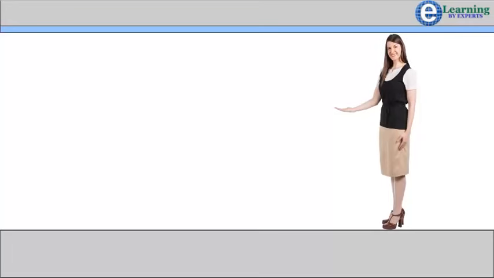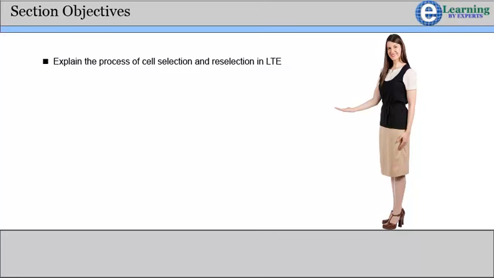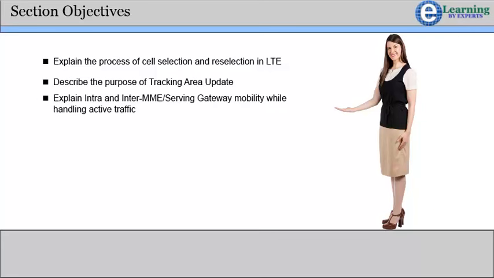In this section we will study LTE mobility. After completing this section, you will be able to explain the process of cell selection and reselection in LTE. Describe the purpose of tracking area update. Explain intra and inter-MME or serving gateway mobility while handling active traffic.